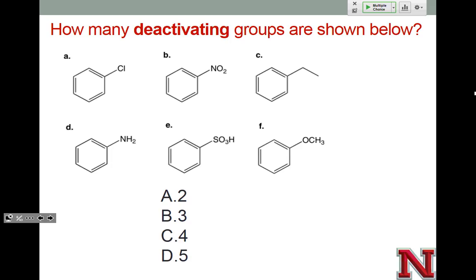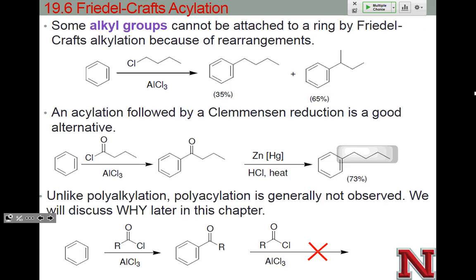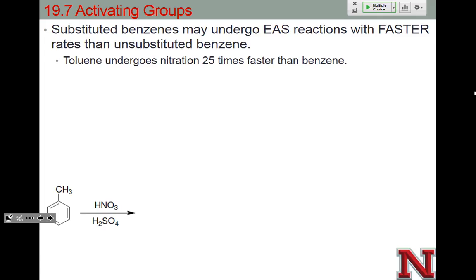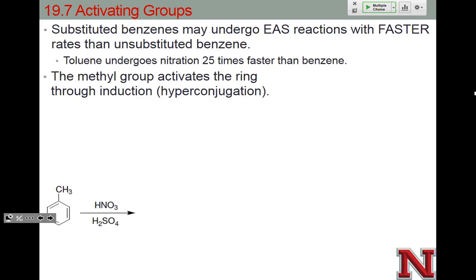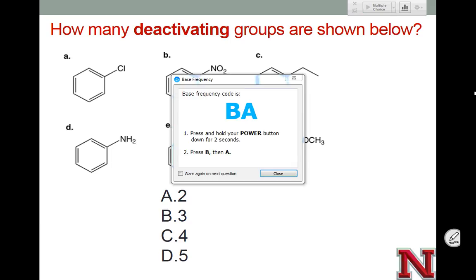So the next thing we're going to talk about is actually going to tie into what we just talked about here with why a second addition doesn't occur very easily. And that's what we call activating groups and deactivating groups.